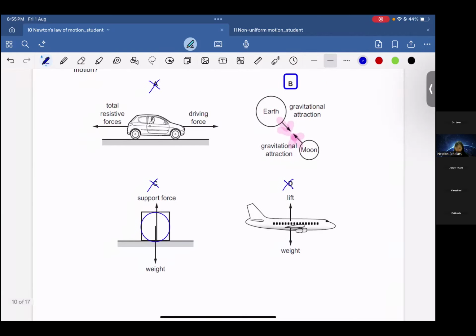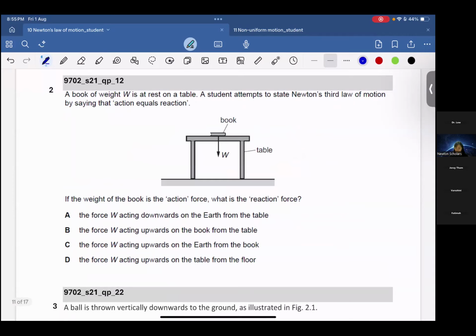Okay, you guys read it and then type your answer. A book of weight W is at rest on the table. A student attempts to state Newton's third law of motion by saying that action equals reaction. If the weight of the book is the action, then what is the reaction?